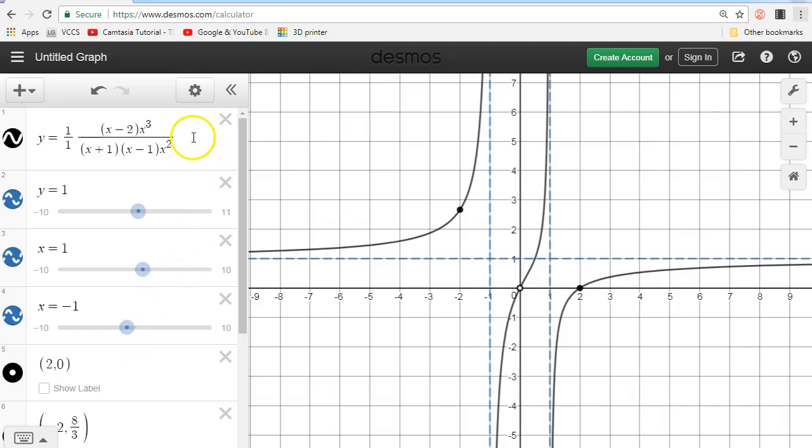So here is our solution for the final problem. That's the end. Thanks for your attention.